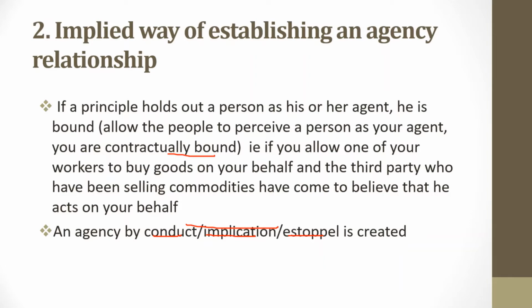And so if you allow one of your workers or one of your employees to buy goods on your behalf, and the third party comes to believe that actually this person acts on your behalf, what we mean here is that you'll be bound by the actions of that person, because you've held out that person to the third parties to come to believe that this person acts on your behalf. So this is what we mean by creating an agency through implication or conduct or estoppel.